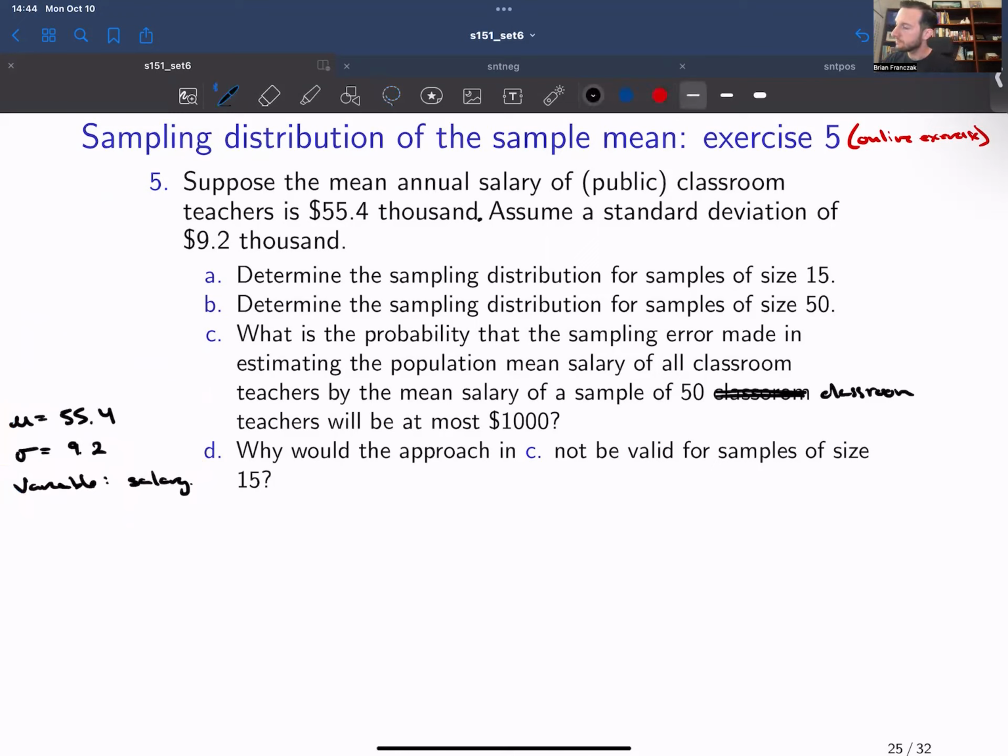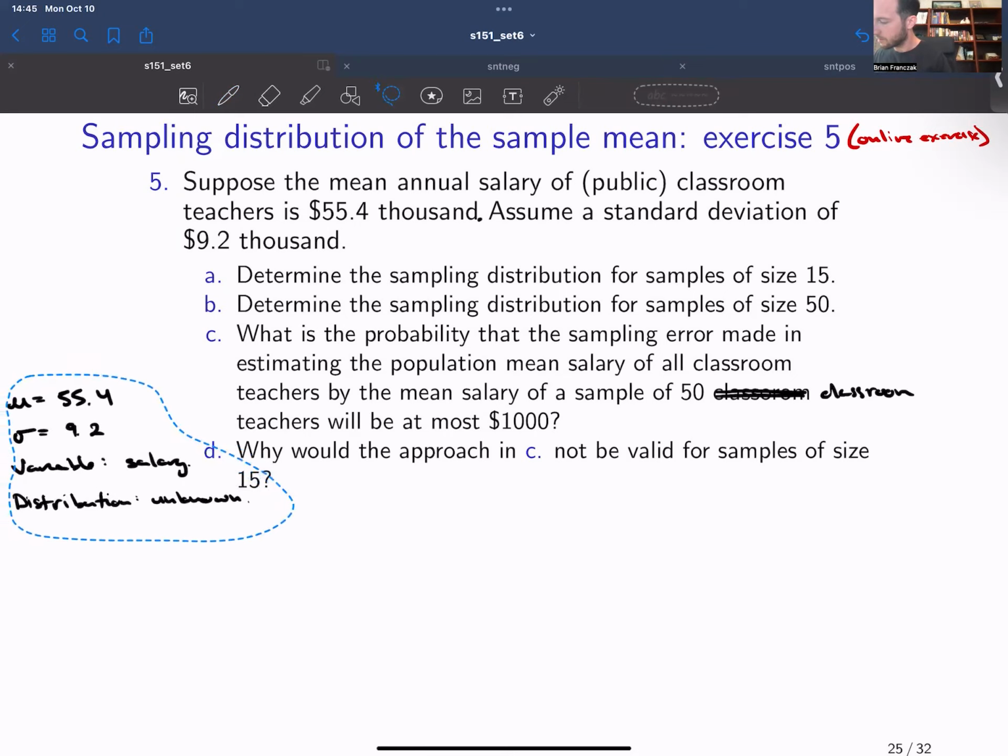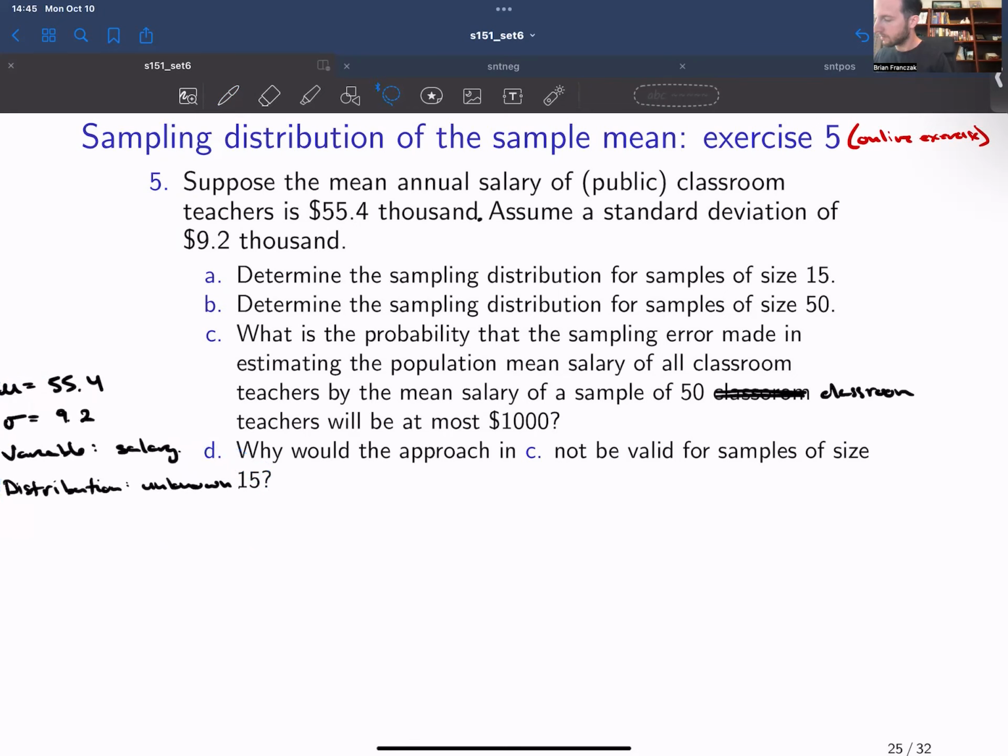So in part A, we'll also make a note: distribution is unknown. So that's what we know, and one thing we don't know. It's an unknown distribution. When I say unknown, I mean we don't know the shape of it. We don't know how to classify it because it's not told to us. We can't assume it's normal. It's most likely right skewed, that would be my guess. Salaries are typically right skewed, but we don't know.